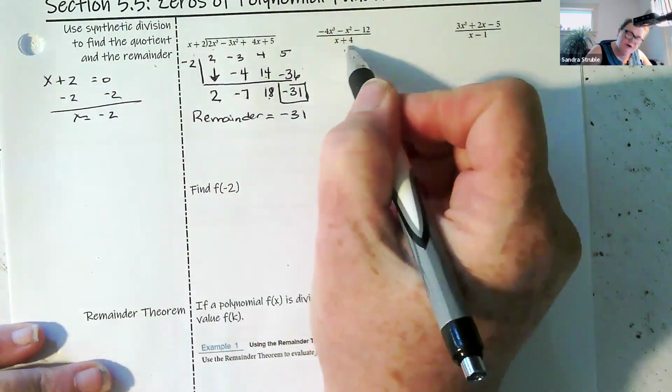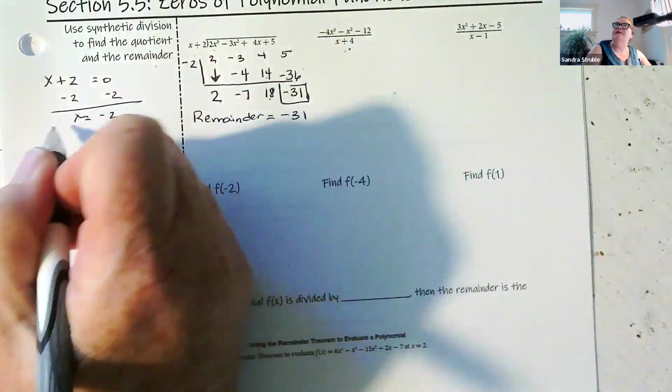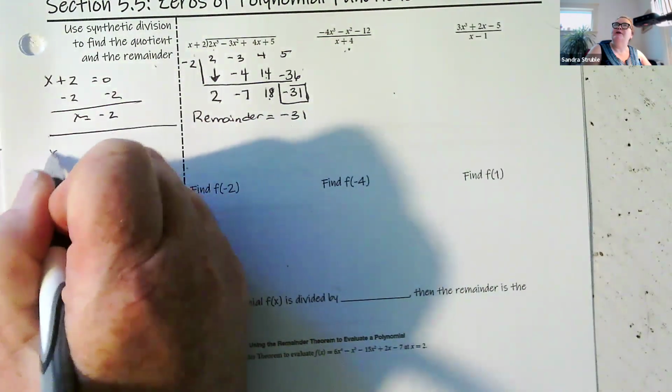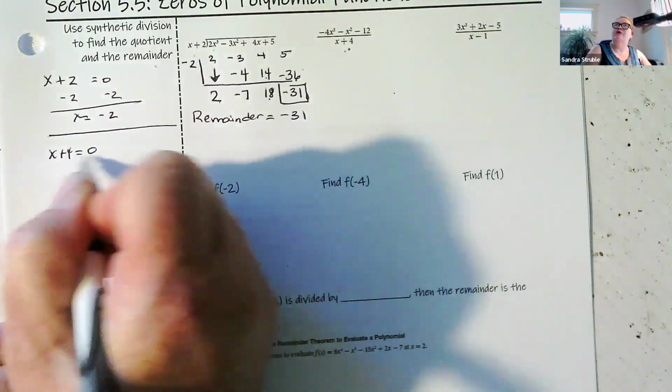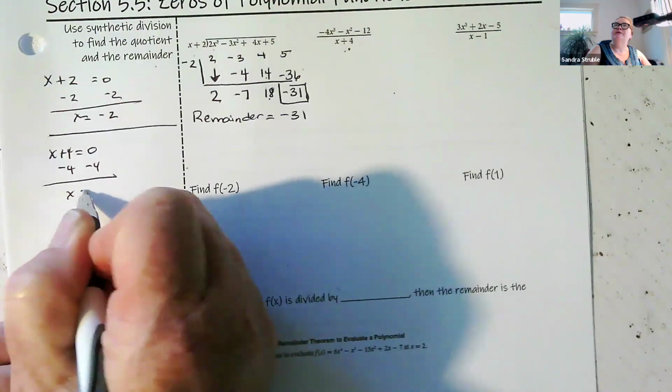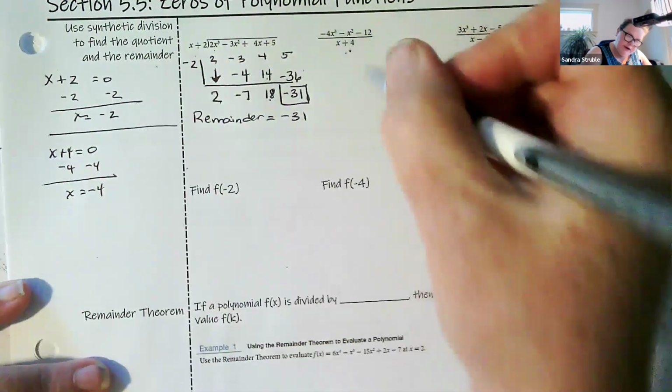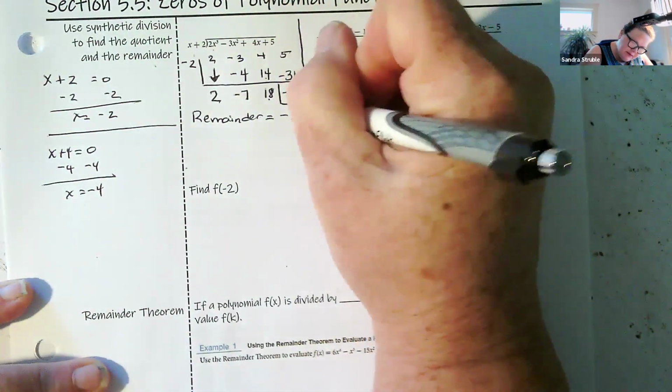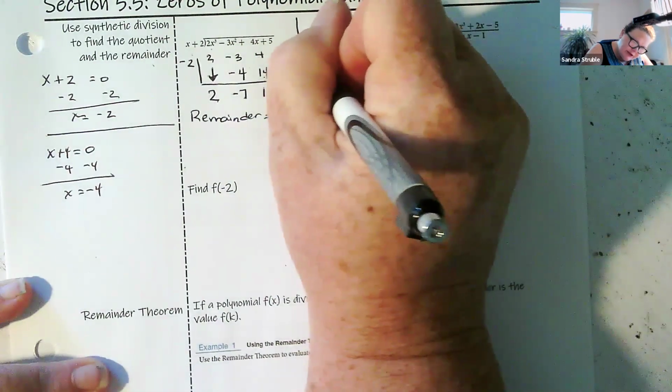We've got x plus 4 as the denominator, as the divisor. So x plus 4 equal to 0. I'm going to solve for x, subtracting 4 from both sides. x is equal to -4. So -4 is going to be my divisor.